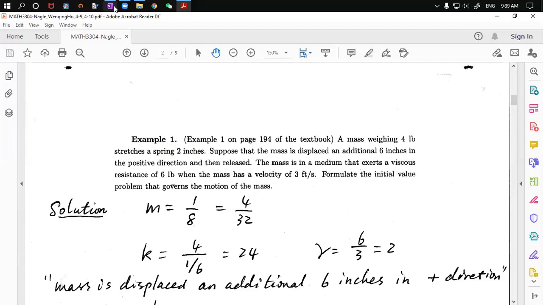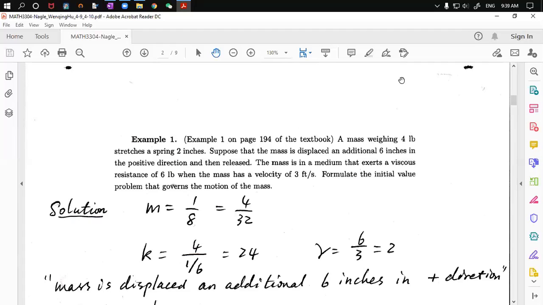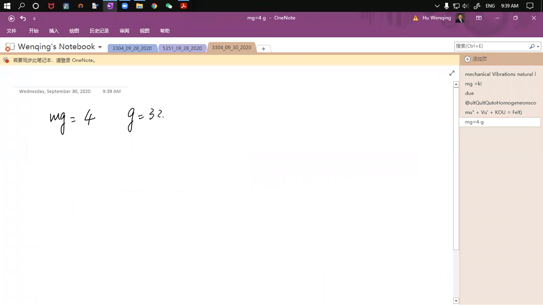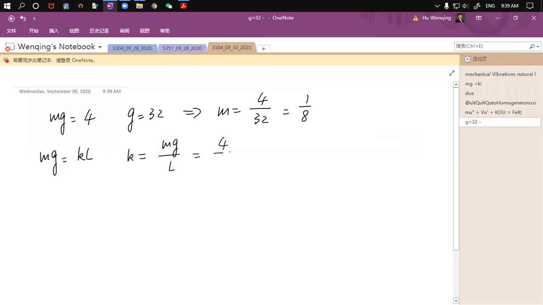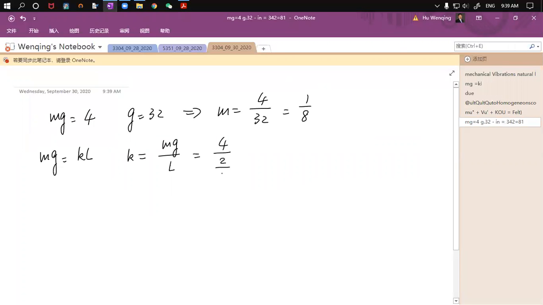Is that good for everybody? If you're not very confident, you can write it out. Let's say mg is equal to 4, because the 4 is what is written here, and g is equal to 32. So m is equal to 4/32, which is 1/8. Secondly, mg is equal to kl, and you want to calculate Hooke's constant k. So k is mg over l. It's going to be 4 over the initial displacement, 2 inches, so you use 2/12 feet. That's 4 over 1/6, which is going to be 24. You can just do some scratch work, as was shown here.